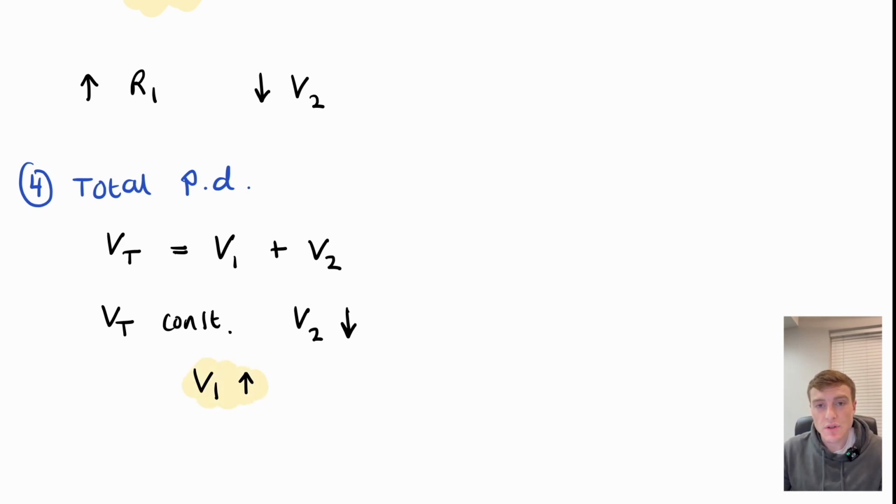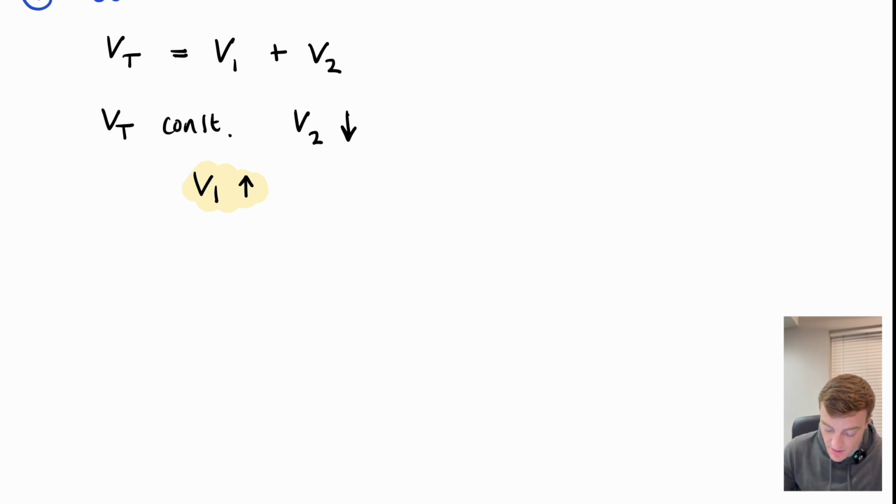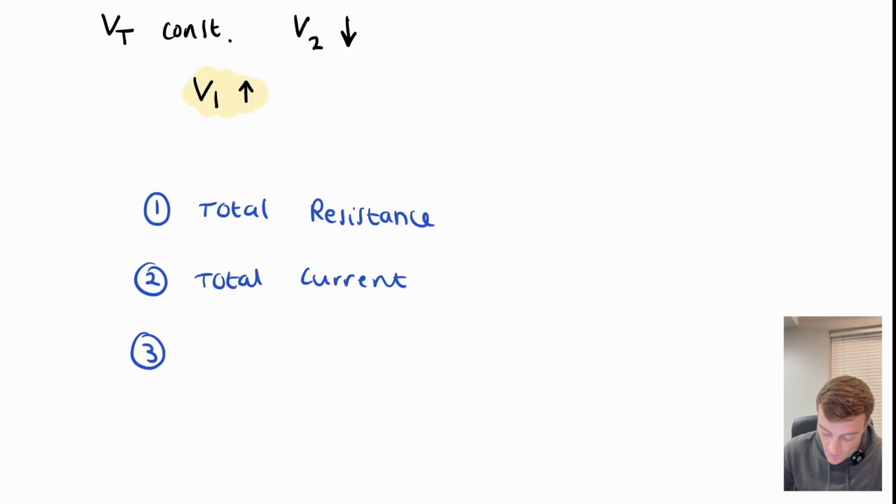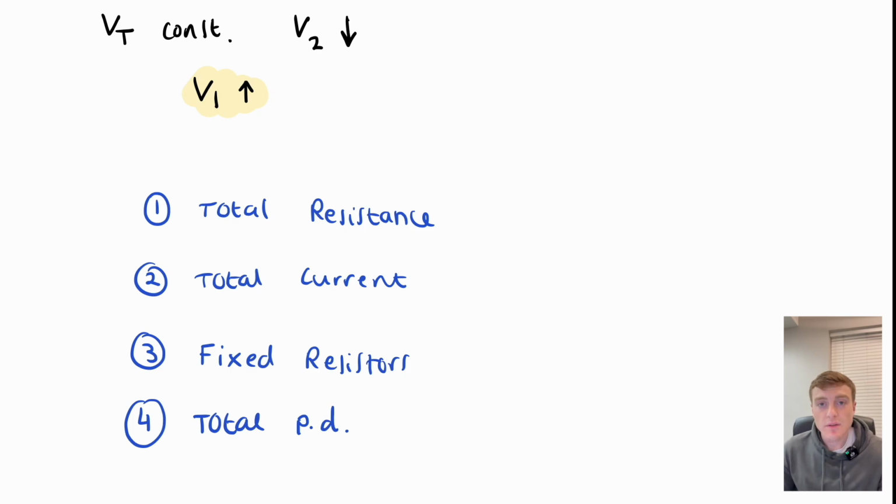So we found out what happens to the potential difference if we increase a resistance. Now it's really important to remember these steps in the recipe. Step 1 was total resistance. Step 2 was total current. Step 3 was fixed resistors. Step 4 was total PD. So if you use this recipe, you'll be able to answer any potential divider circuit question.